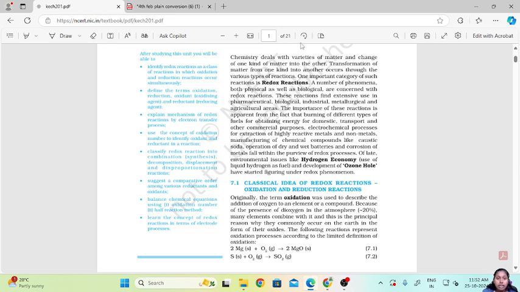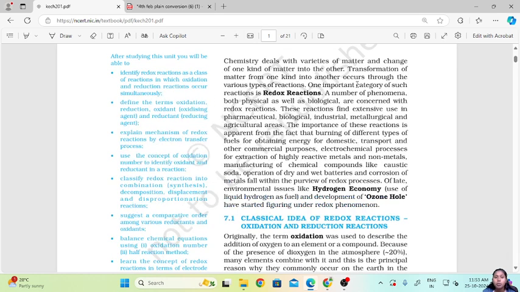So chemistry deals with varieties of matter and changes of one kind of matter to another, right? The transformation of matter from one kind to another occurs through various types of reaction. In your 10th standard, you have learned various types of reaction, for example combination, decomposition, displacement, double displacement. All these kinds of reactions involve conversion of one form of matter into another. Now one important category of such reactions is redox reactions.